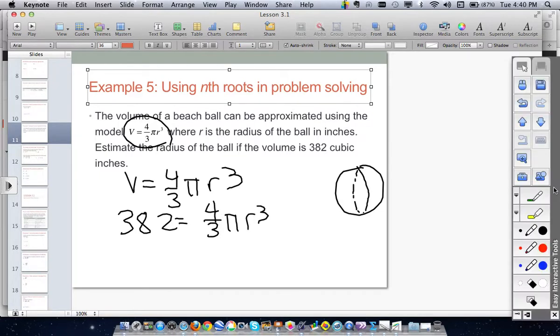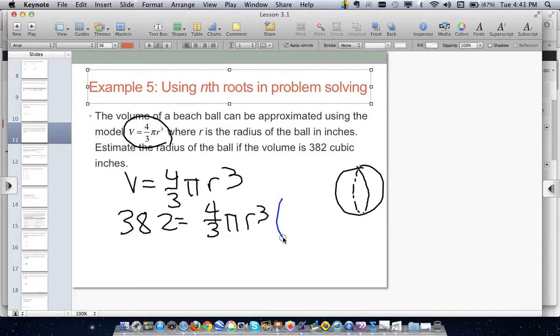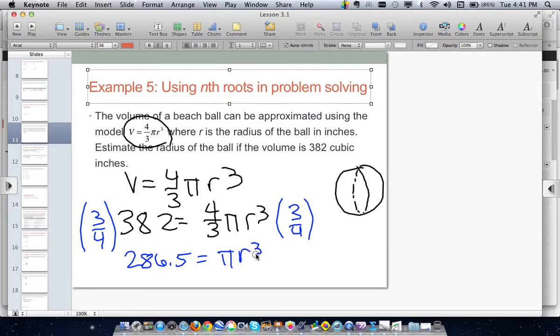I'm going to switch up the pen ink here so I can show you the process I'm taking to work the problem. Let's choose blue. I think that's a nice color. First thing I want to do is get rid of this 4/3. So I'm going to multiply by the reciprocal, because that, as we know, will get rid of any fractional coefficients. When I multiply 382 by 3/4, or 0.75, I get an answer of 286.5. This is now equal to pi times r to the 3rd degree.